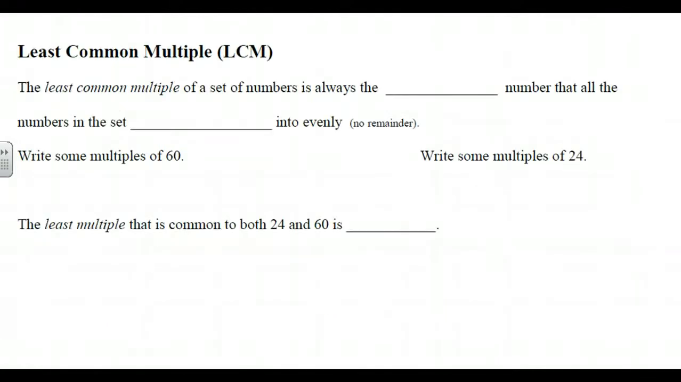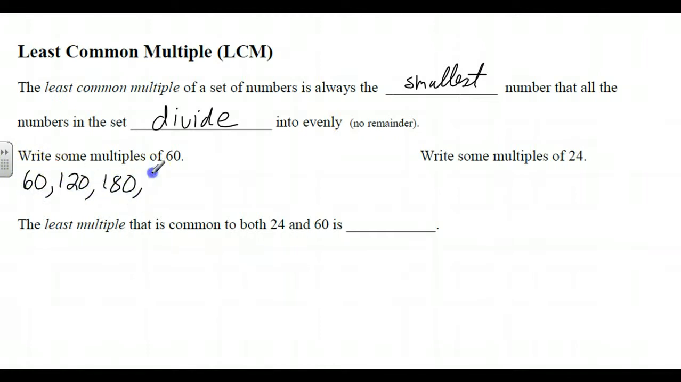The least common multiple. Some people say lowest common multiple. The least common multiple of a set of numbers is always the smallest number that all the numbers in the set divide into evenly. So it's a multiple of the numbers. So let's write some, and again, no remainder, evenly. Write some multiples of 60. 60 times 2 is 120, 180, 240, 300, 360, and more.